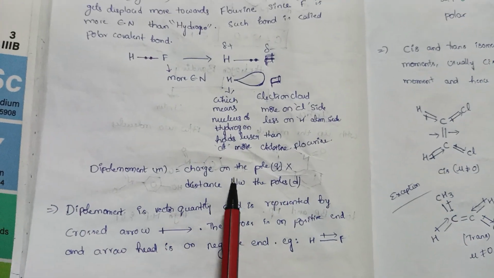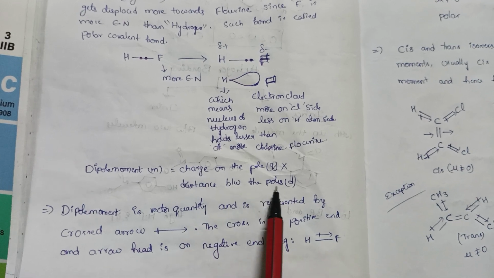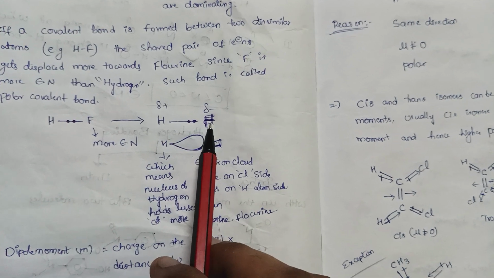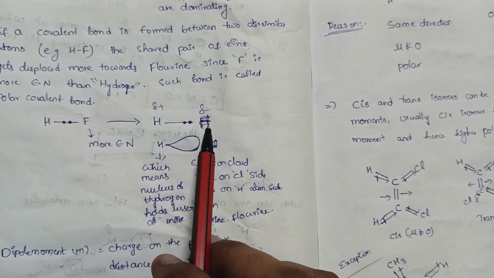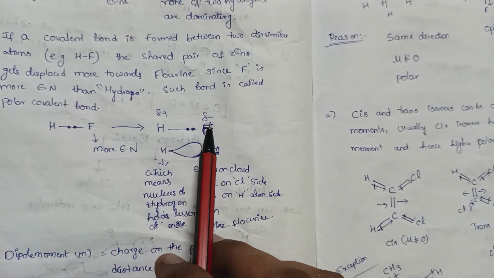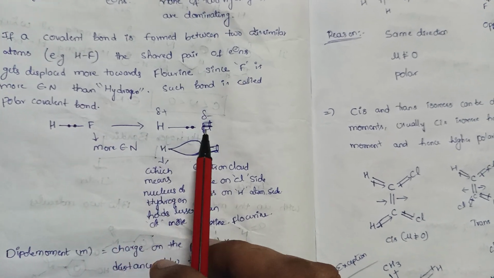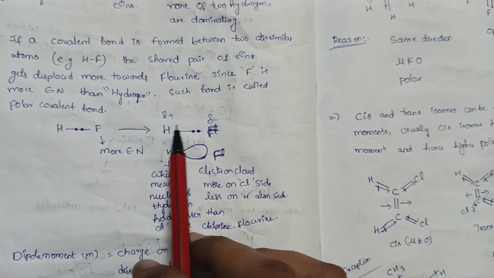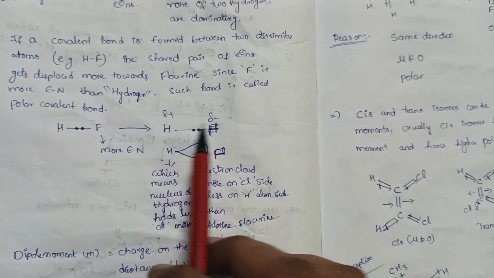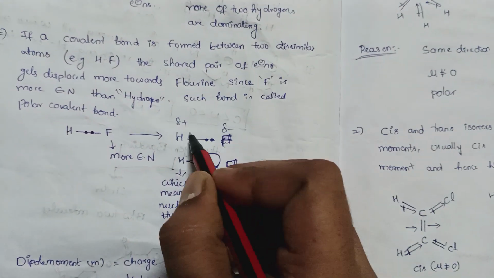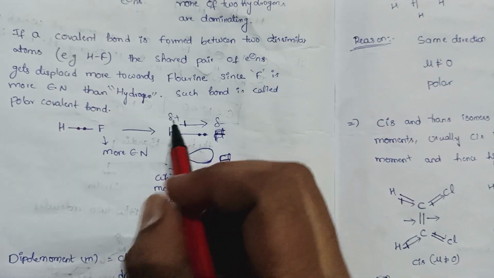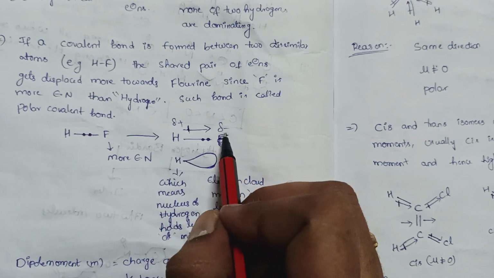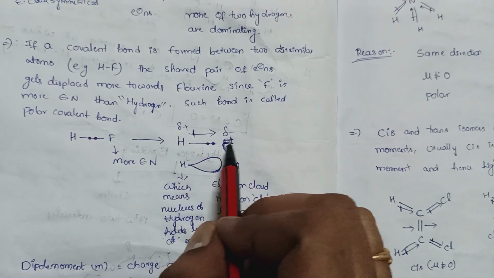Dipole moment is the charge on the dipole times the distance between the two poles. Here in the HF molecule, fluorine is more electronegative than hydrogen. It pulls electrons towards fluorine. A partial positive charge appears on hydrogen, and a partial negative charge appears on fluorine. These are the two poles. It is called dipole moment, meaning the crossed arrow points from positive to negative, and from less electronegative to more electronegative. It is called the dipole moment.